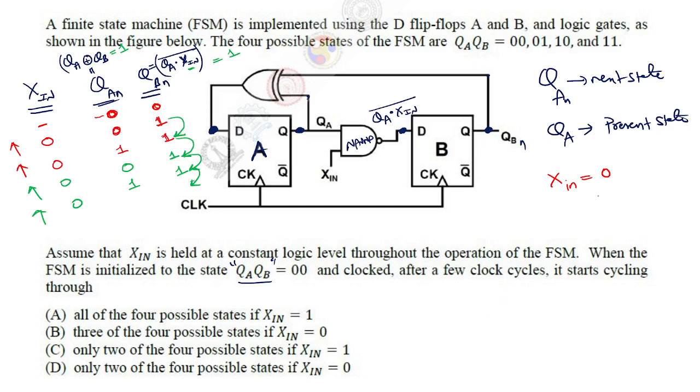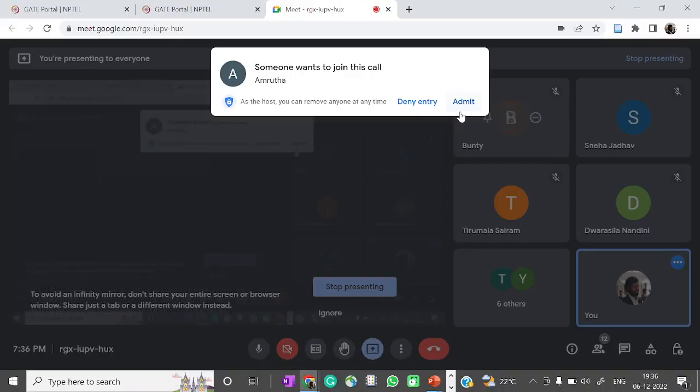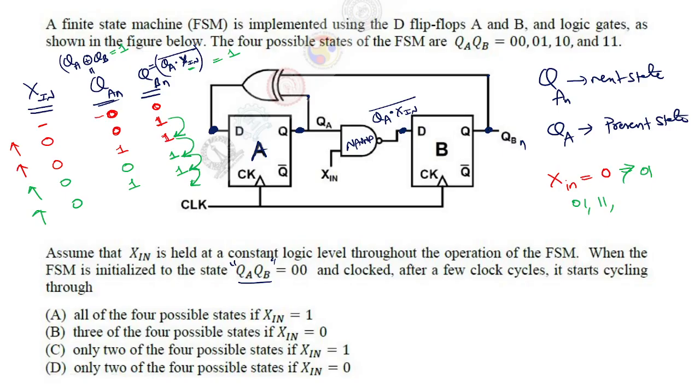Correct? So when Xin is equal to 0, how many states are repeating? 0, 1, then 1, 1, then 0, 1, and again 1, 1. This keeps on repeating. So what I can say is when Xin equal to 0, only 2 of the 4 possible states are repeating. Can you try for Xin equal to 1?